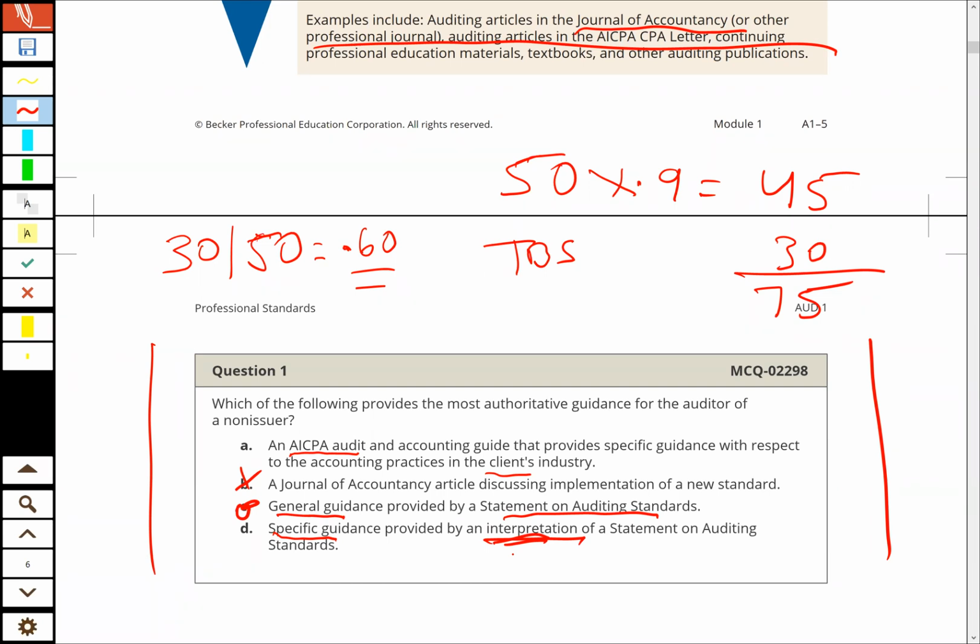The auditing exam is not that difficult. It's just that they use certain phraseology. The wording of the questions is such to make the right answer sound wrong and the wrong answer sound right. Using general versus specific is a trick to try to bait you into thinking that D is the correct answer.